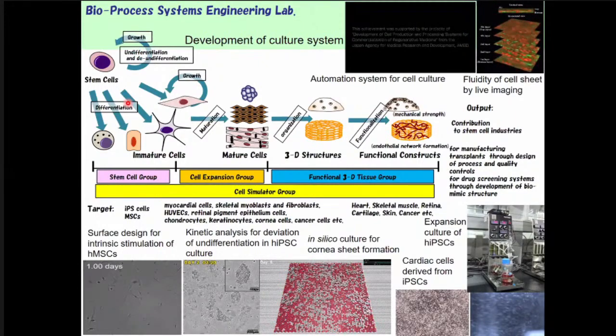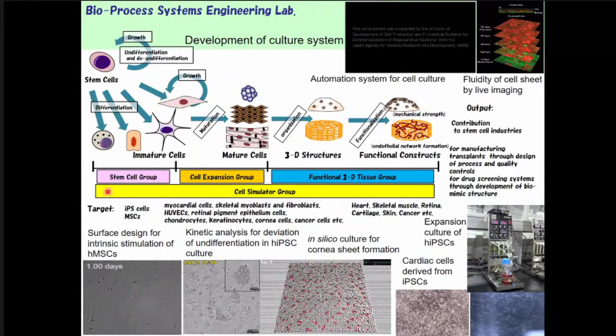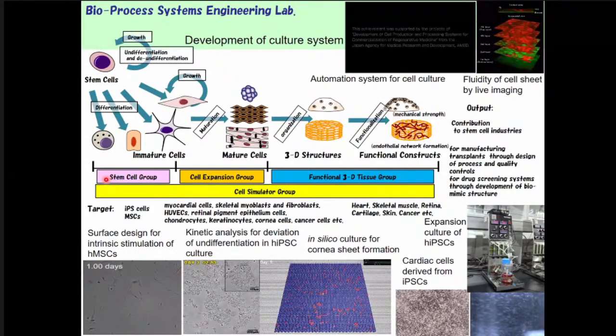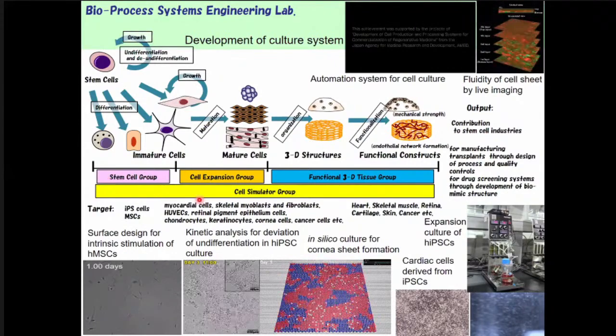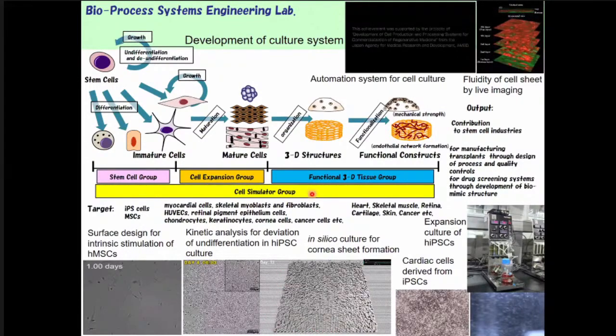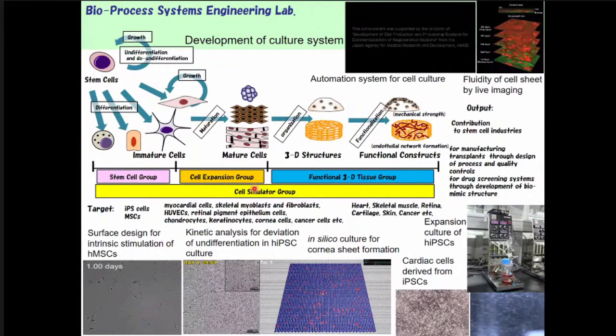So for this purpose, we have several groups. First, of course, we have to know the stem cells. What are the stem cells? What is the characteristic of the cells? And what is the system for the cell expansion? What is the functional 3D tissue? And also that's my original project, the cell simulator group.